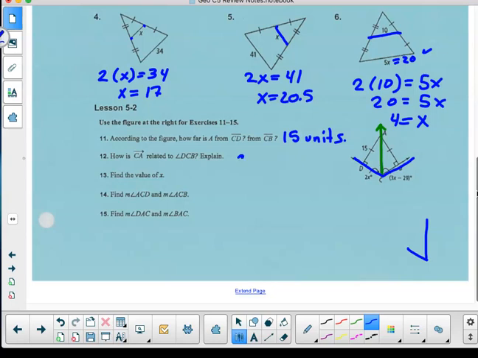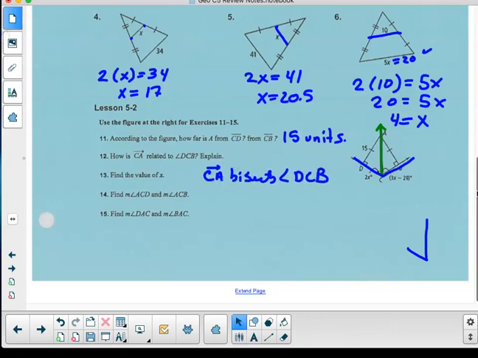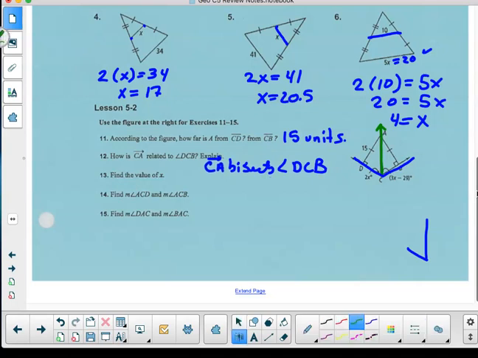So I should say ray CA bisects angle DCB, because it cuts angle DCB in half. Because they are bisectors, I know that 2x is equal to 3x minus 29. And negative x is equal to negative 29, so x is 29 here. So I was able to find that right there.